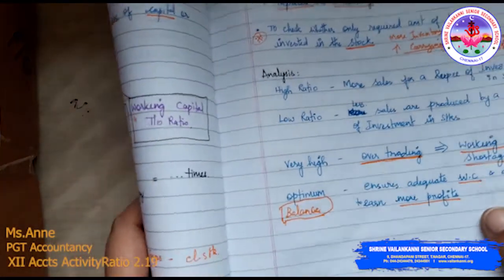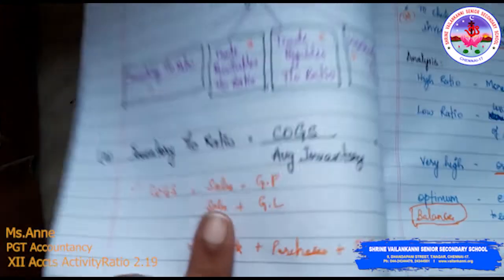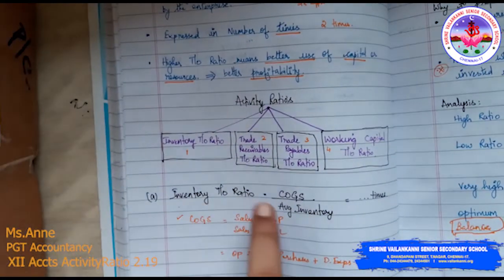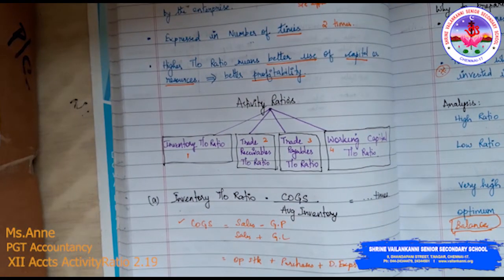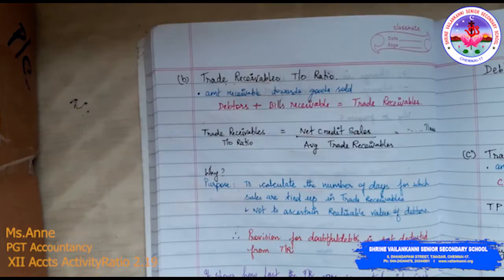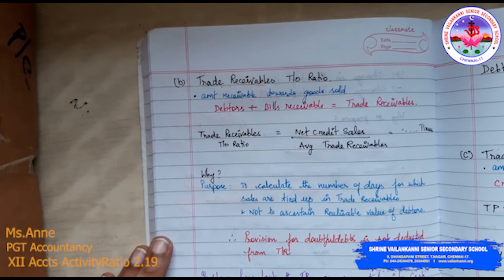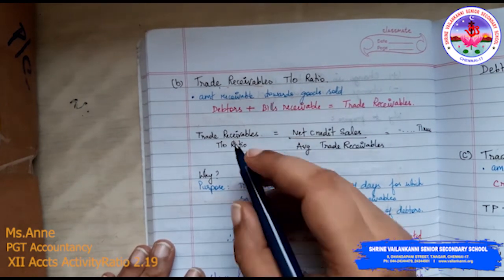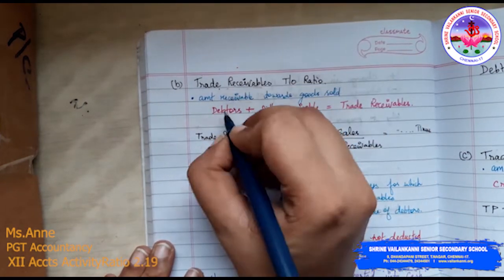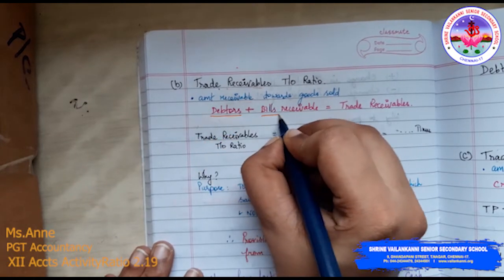So coming to the activity ratios, the first ratio that we have discussed is the inventory turnover ratio, which is nothing but cost of goods sold divided by average inventory. Okay, the next ratio is the trade receivables turnover ratio. Now, trade receivables, what do you mean by it? It is directly related to your debtors and bills receivable.